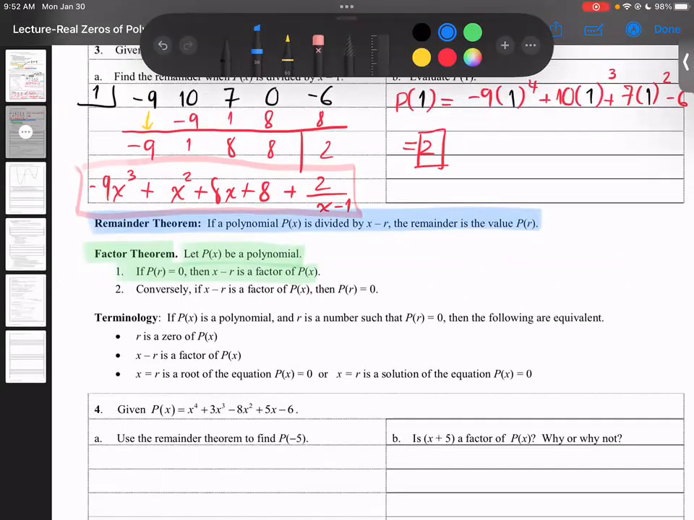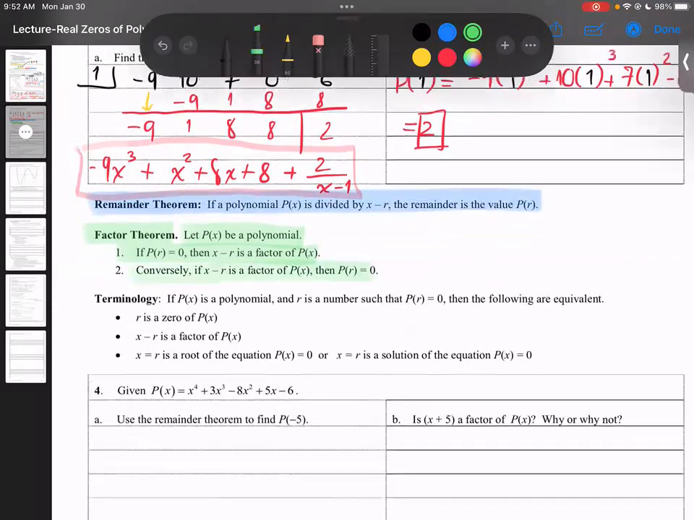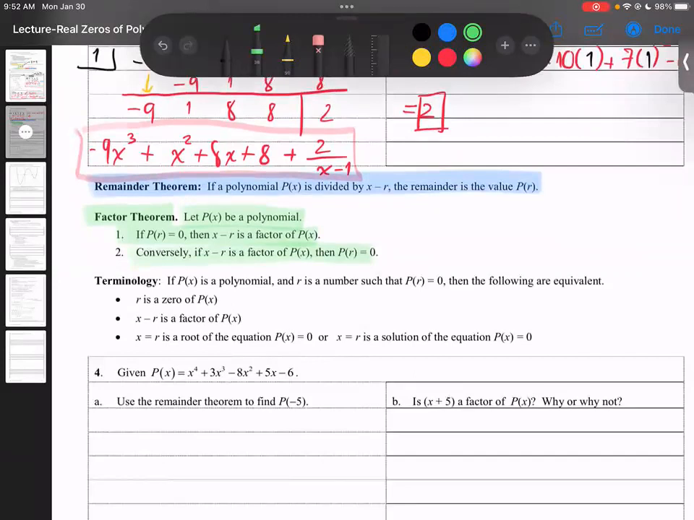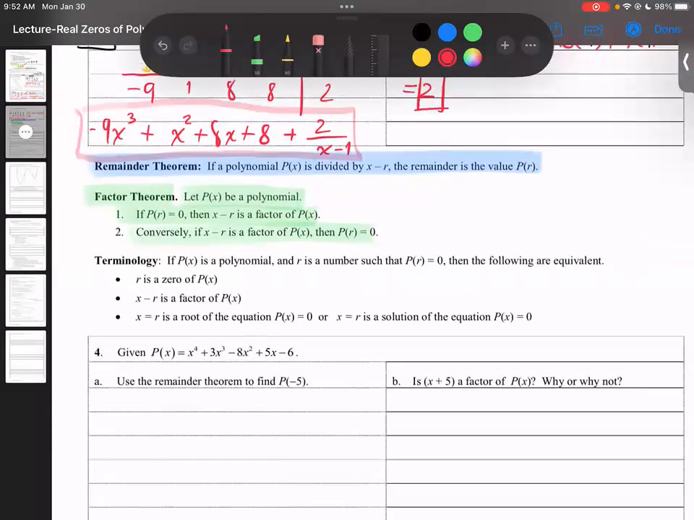Conversely, if X minus R is a factor, then P of R equals 0. So it's like an if and only if statement. Here they explain more about the factor theorem. If you plug in and P of R equals 0, then R is a zero of P of X. It's very helpful later when you try to find the zeros. Later, you can just keep plugging in numbers. If it gives you 0, it is one of the solutions of the polynomial.